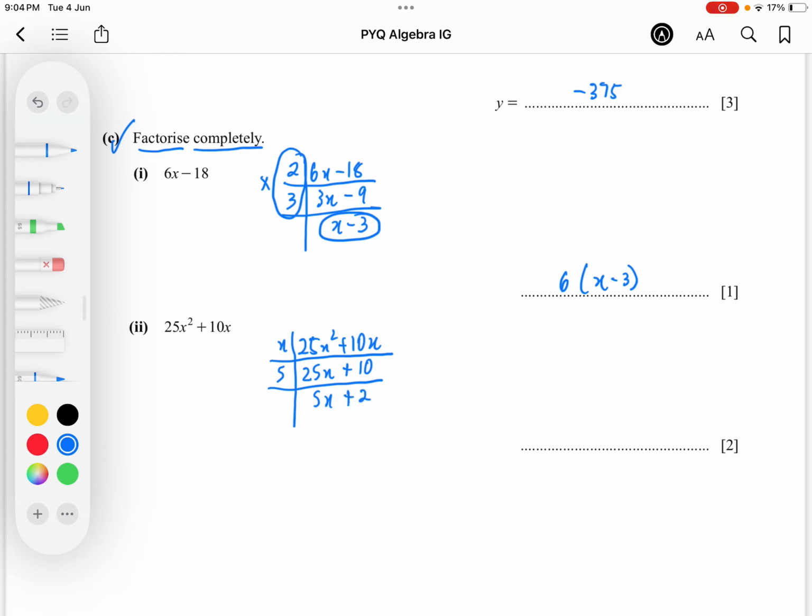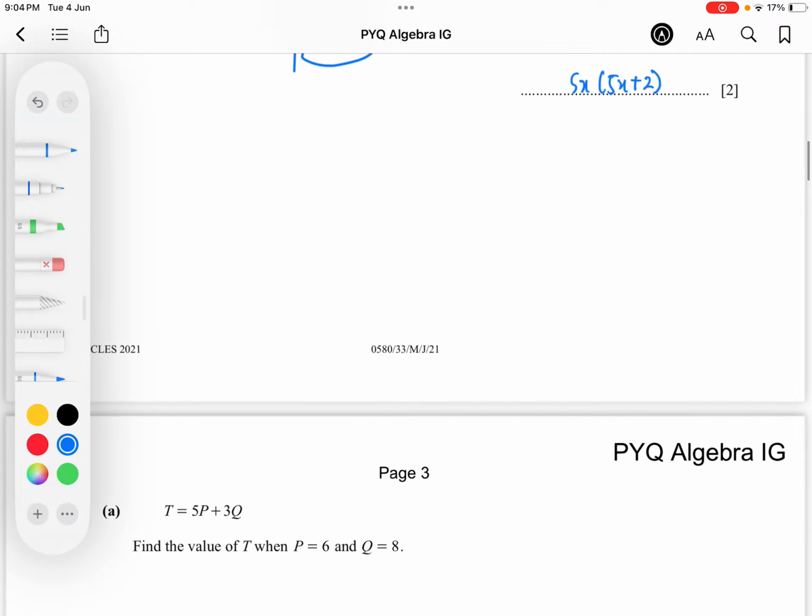Okay, you can't divide 5x plus 2 by any other factor. So you may proceed to get the final answer, x times 5, which is 5x, and then in the bracket, the final simplified expression. Okay, just like that. So that is factorize. Factorize must have a bracket in the notes.